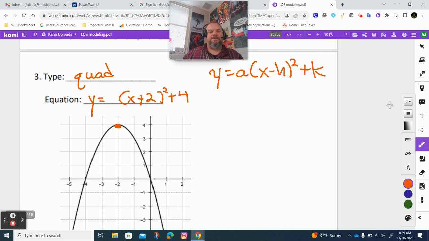Now, to find my a value, if I was at 4 for my k value and I go to this, how did I go from 4 to 3? Subtract 1. That's my a value.